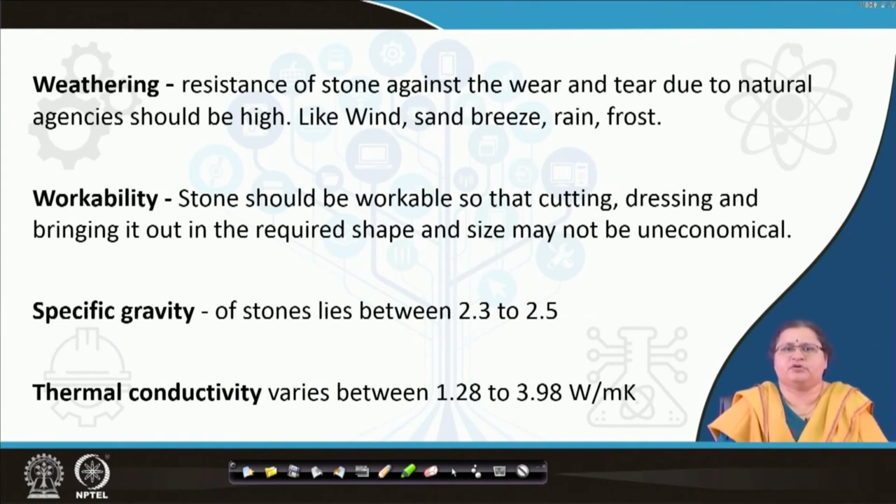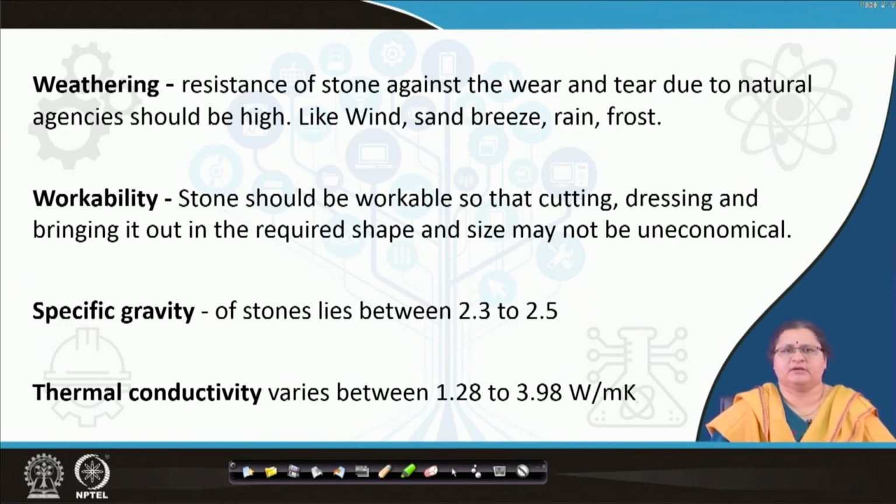Specific gravity of stone, just to keep a note, it is between 2.3 to 2.5, and the thermal conductivity here, if you see, it is higher than that of brick. So, that means stone will conduct external temperature inside, but remember stone thicknesses may be much larger, maybe much more than that of a brick.